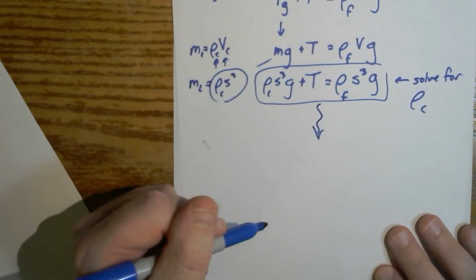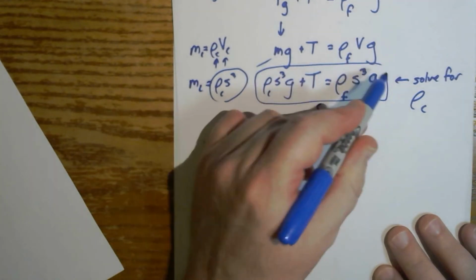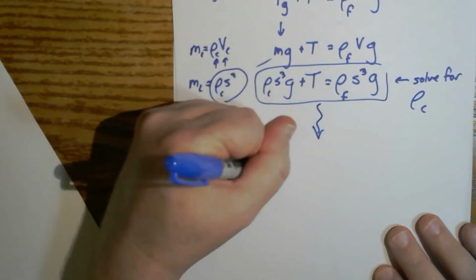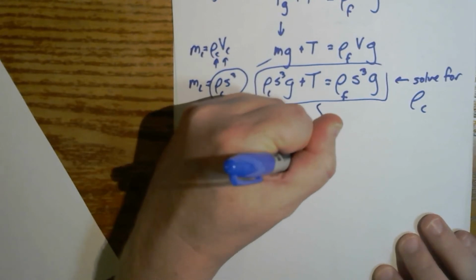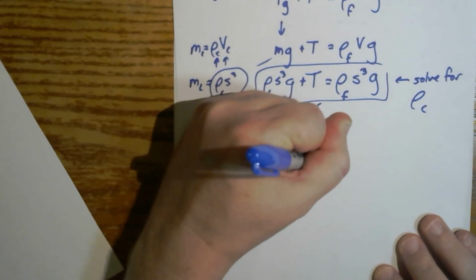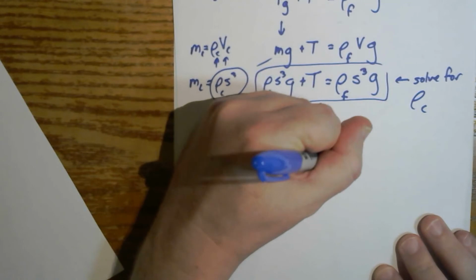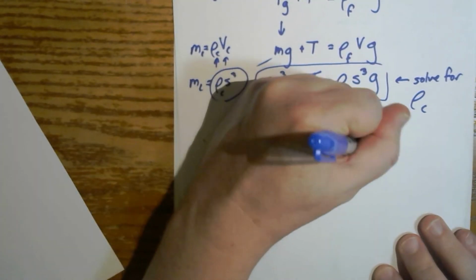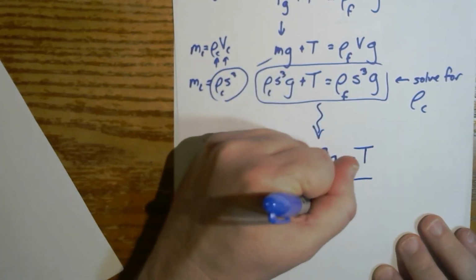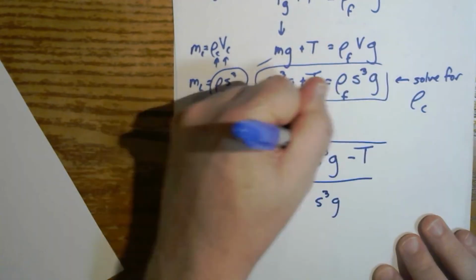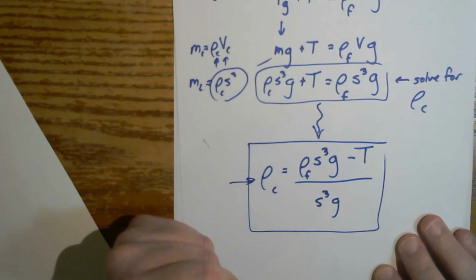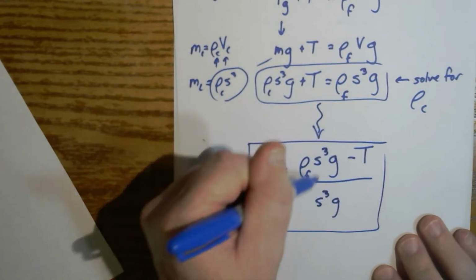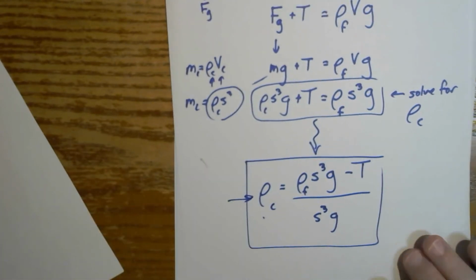Now I think you can do the algebra yourself when we go through this. We'll move the T over, divide by s cubed, and so we get the density of the cube is rho of the fluid times s cubed times g minus the tension, divided by s cubed g. And so we derived a formula for the density. As long as I can measure this stuff, then I can get its cube density.